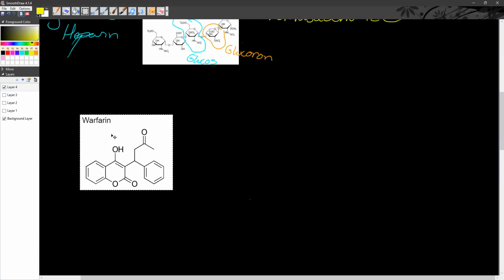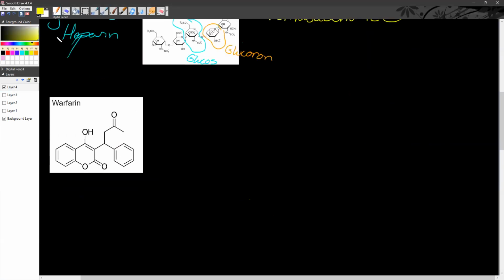In a different class, we have warfarin. Warfarin has a ton of things wrong with it. It is a narrow therapeutic index drug. You have to be really, really careful with how someone is taking it, as well as the things that happen around it. What's important to note about warfarin is that it is mimicking the structure of vitamin K.